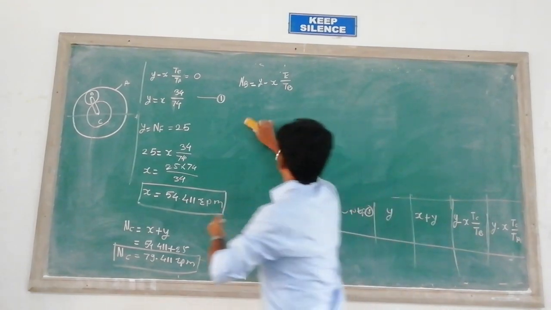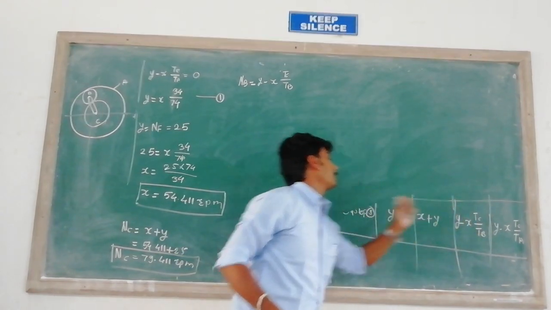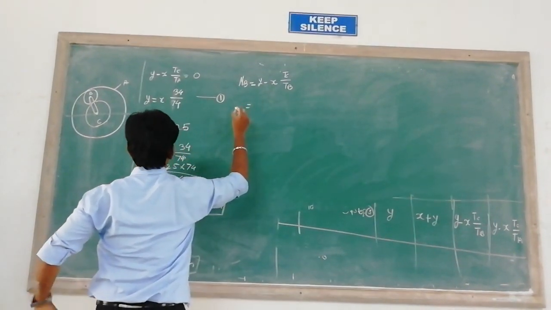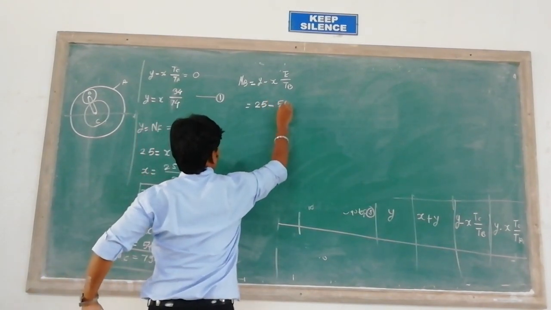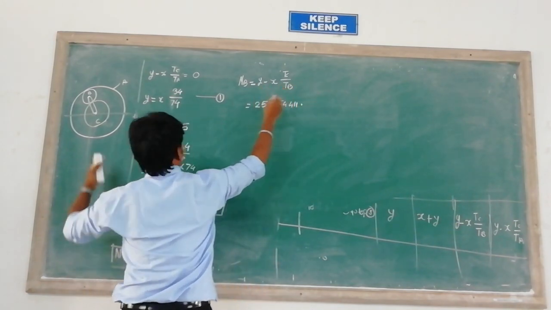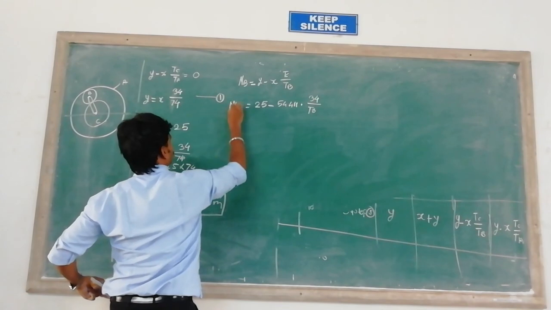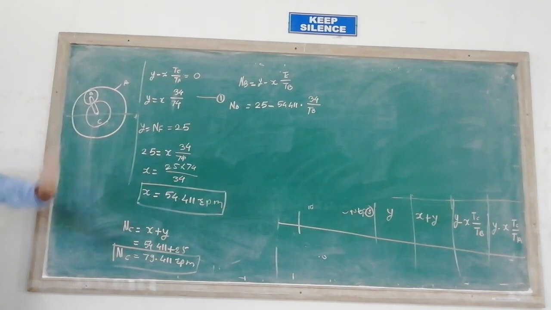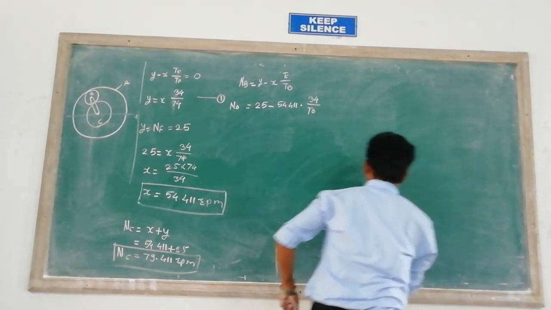Now this term represents the number of revolutions performed by the gear B, which is denoted by NB. So y is equal to 25 minus x, x is equal to 54.411. Number of teeth on a gear C is equal to 34, but we don't know the number of teeth on a gear B. So to find out the speed of the gear B, we have to find out the number of teeth on a gear B. Okay, so how can we find out the number of teeth on a gear B?